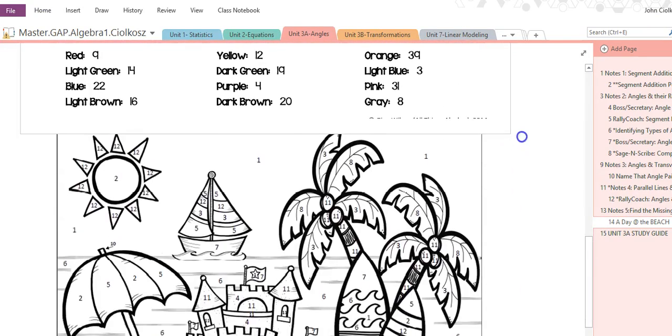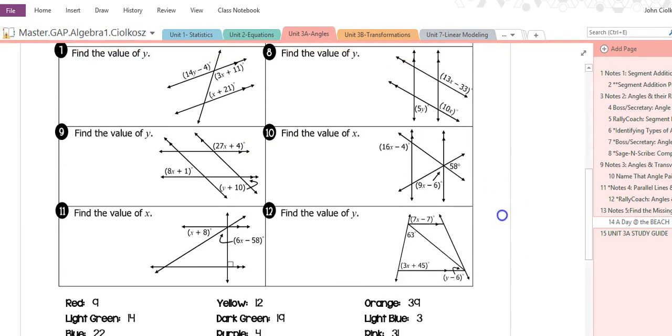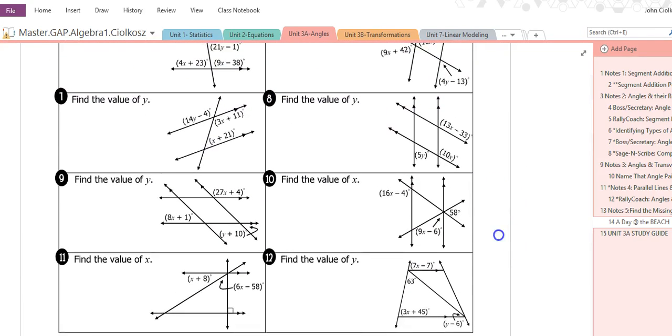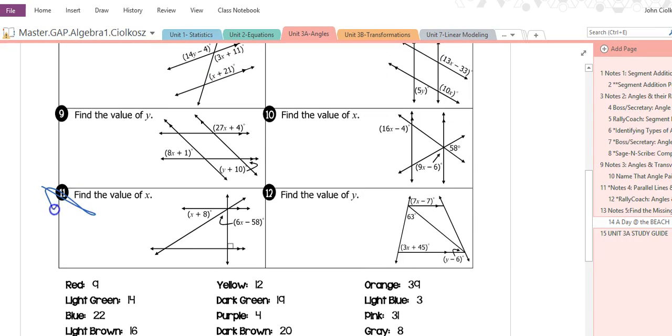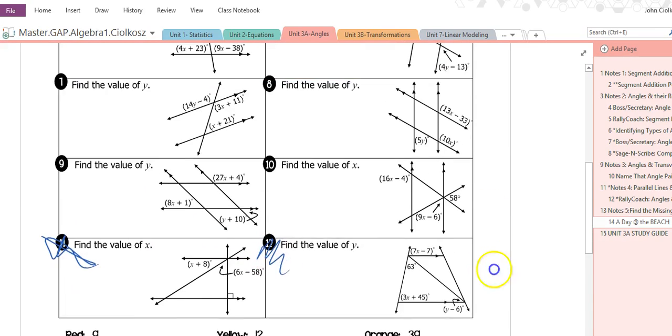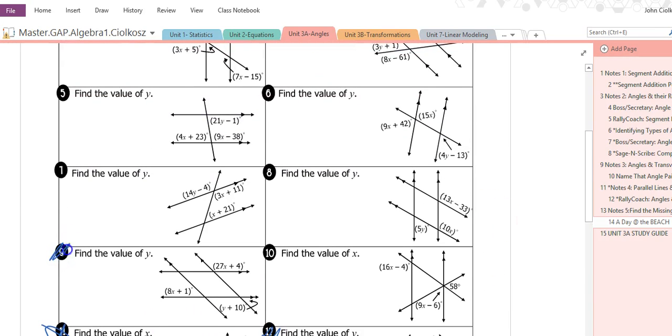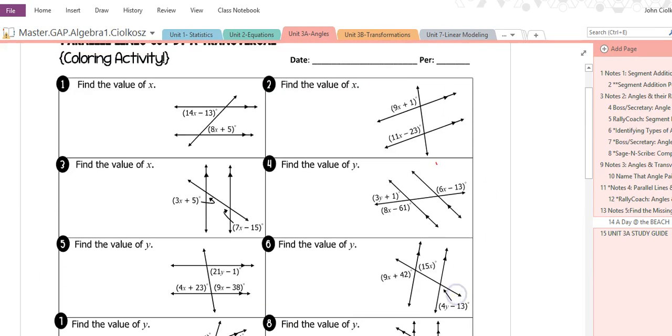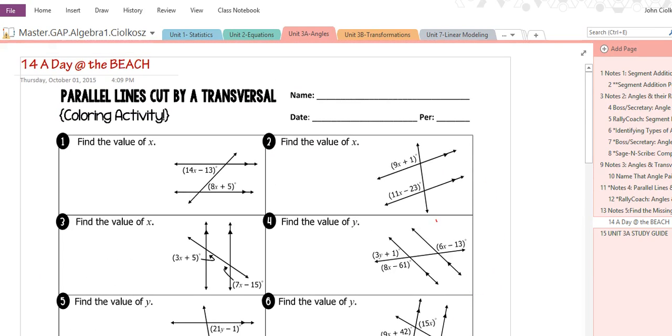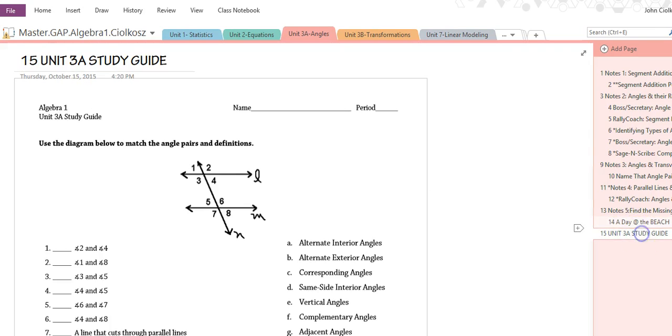So you can color in at the bottom if you'd like. You know what, don't worry so much about the coloring. We're going to shorten this up a bit too. Let's get rid of 11 and 12 and 9 and 10. So here we're just going to work on numbers 1 through 8. Once you've done that, you're working on your review. When you're done with it all, your last mission is to pass that Unit 3A test.